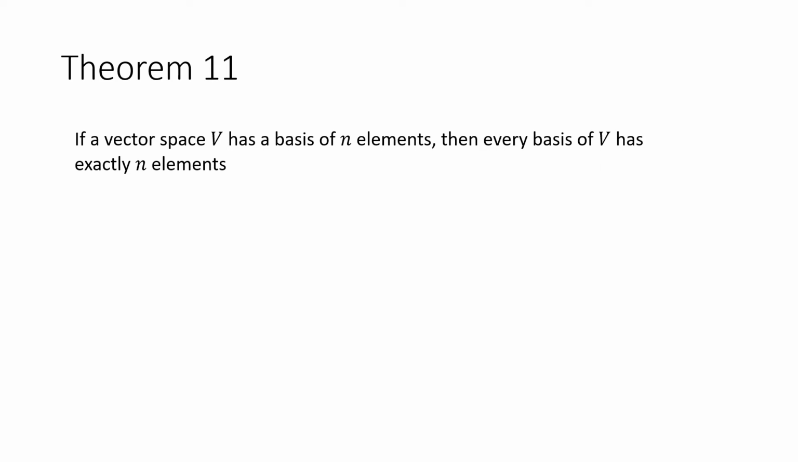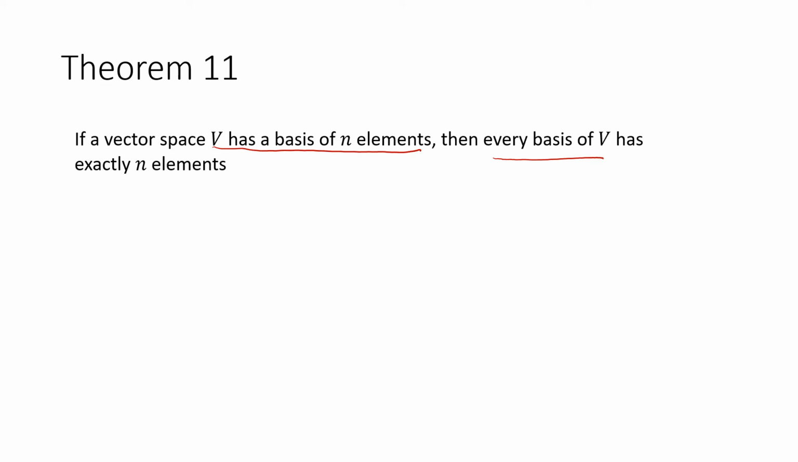But now this leads to theorem 11. So we talked about having a basis of n elements. So a vector space has a basis, and there are n elements in it. Theorem 7 says that every basis has exactly n elements. So we've talked about how there are all kinds of bases for a vector space.